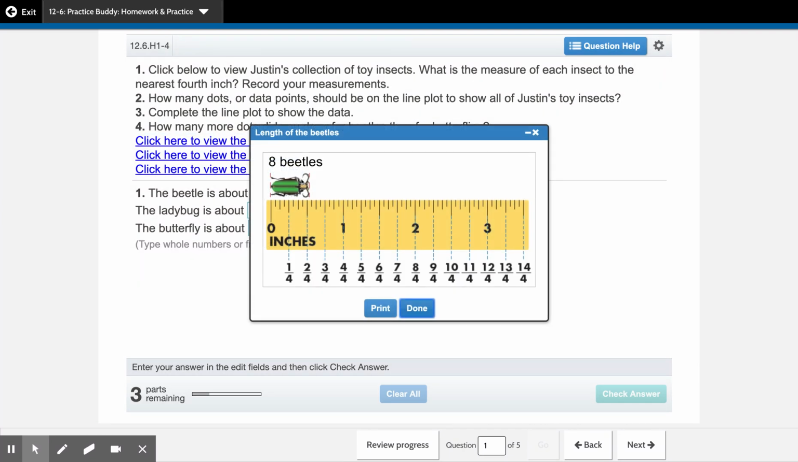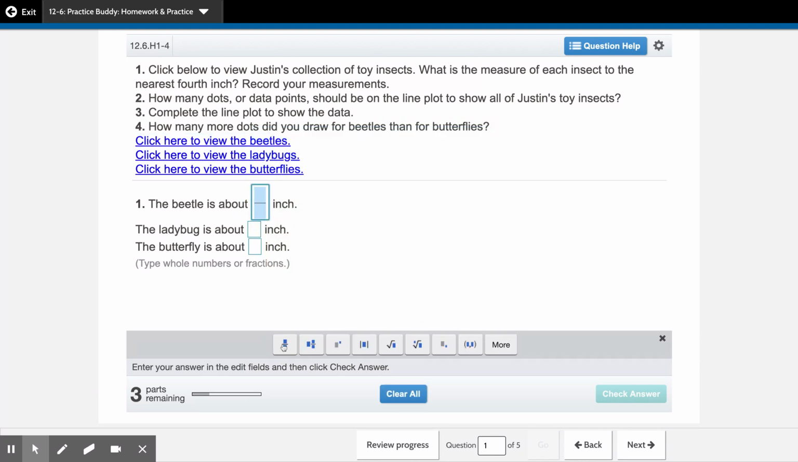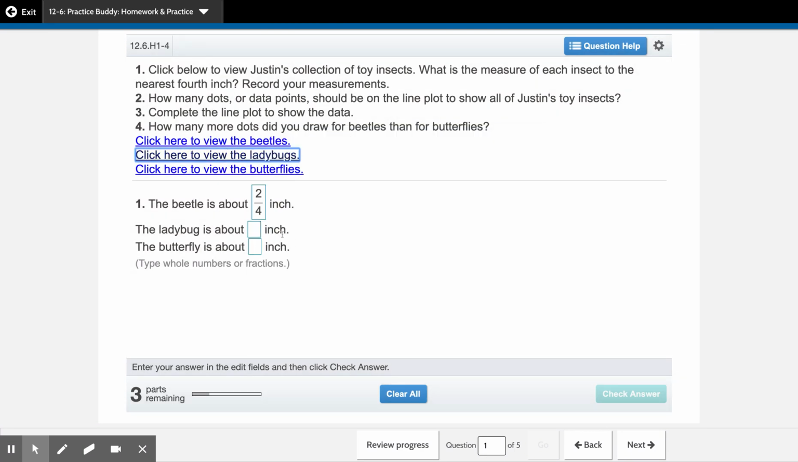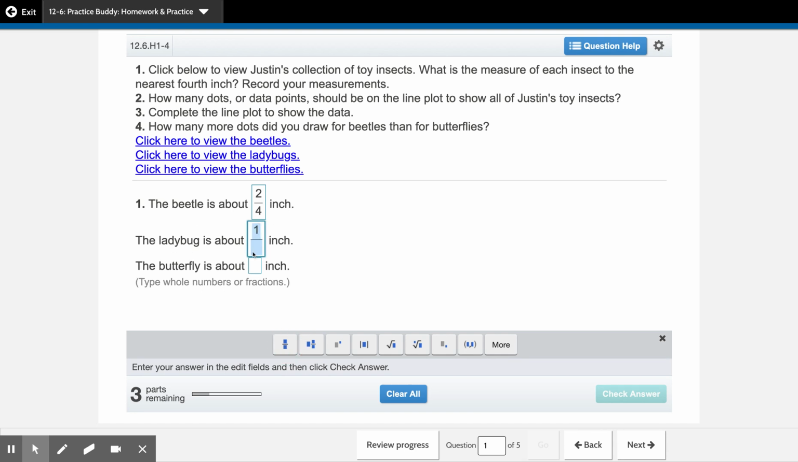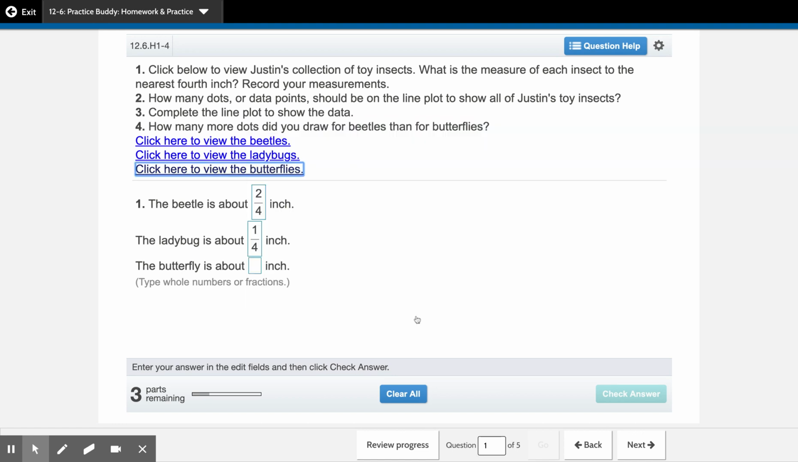So the beetle, if I look, it is really closest to this 2/4. So I'm going to go down here and put in 2/4. Our ladybug is closest to this 1/4. And the butterfly is closest to the 3/4. Even though it's in between 3/4 and 4/4, it is closest to that 3/4.